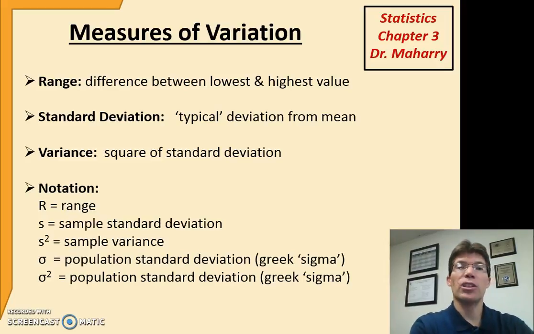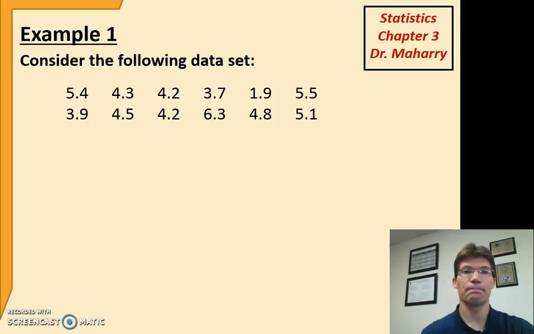So a little bit of notation. We generally use R, capital R, for the range of a data set. S and S squared are our notations for sample standard deviation and sample variance. Now, when we refer to population parameters, we usually use Greek letters. So remember, with the mean, we used X bar for the sample mean and mu, the Greek letter mu, for the population mean. Similar idea here with measures of variation. S and S squared are sample standard deviation and sample variance. Sigma or sigma squared are our population parameters in this particular case.